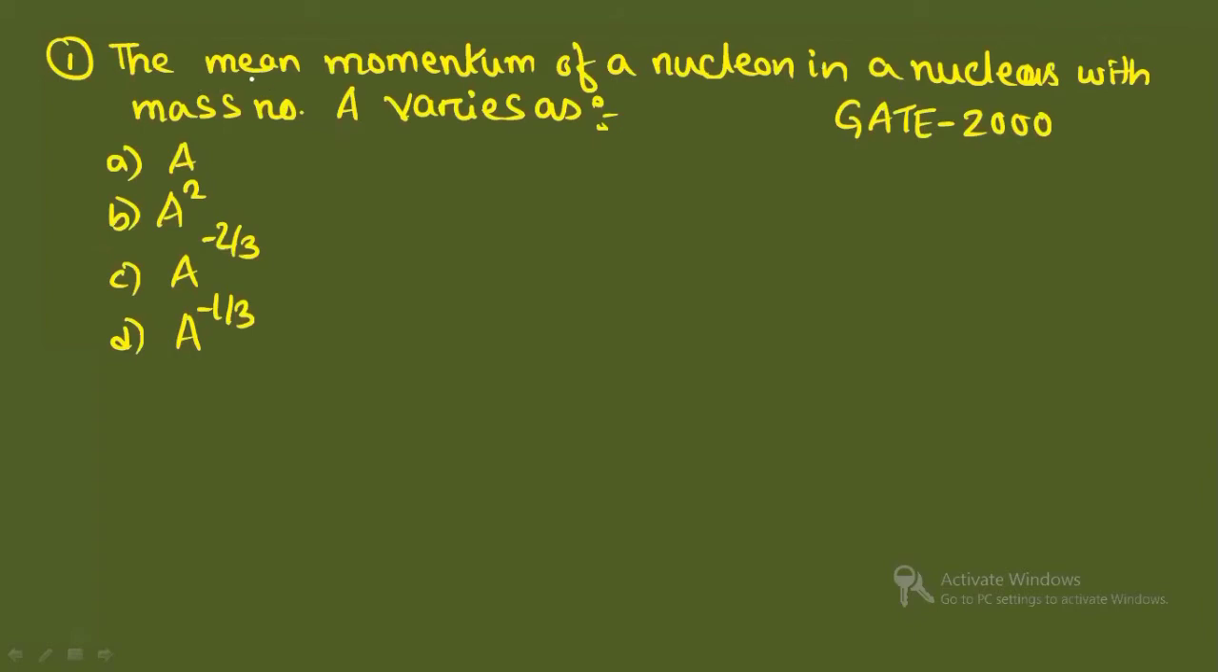The first question is: the mean momentum of a nucleon in a nucleus with mass number A varies as what? A nucleus is proton and neutron, right? We need to know how the mean momentum varies with the mass number power. This is what we are asked to find. This question I have already solved once in GATE 2000, but here once again I will be repeating.